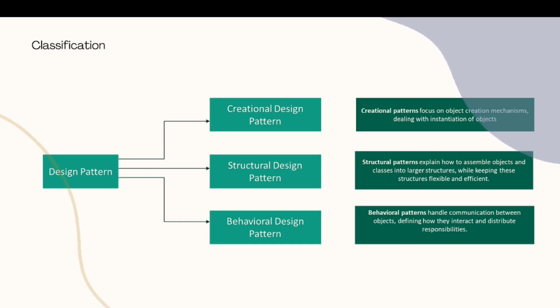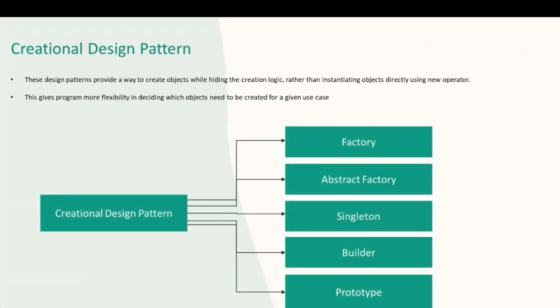Next comes structural. In the OOPS concept, everything is objects and classes. So if you want to organize objects and classes into a larger structure, we use the structural design pattern. Then comes the behavioral design pattern. Behavioral design pattern deals with how these objects communicate with each other and how their responsibilities are distributed.